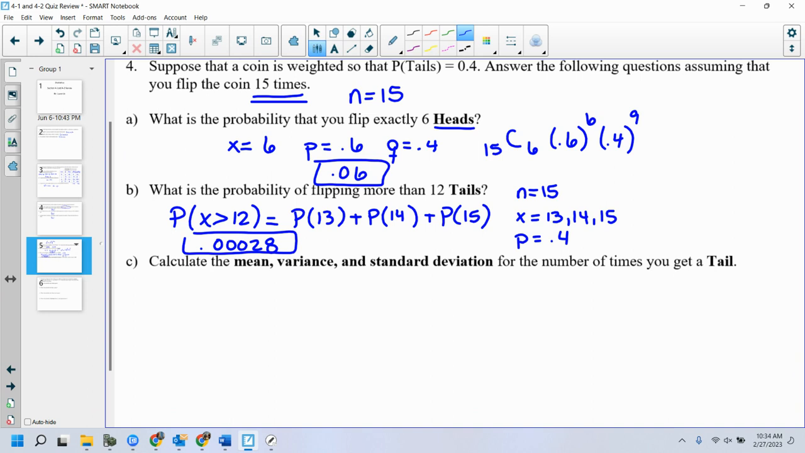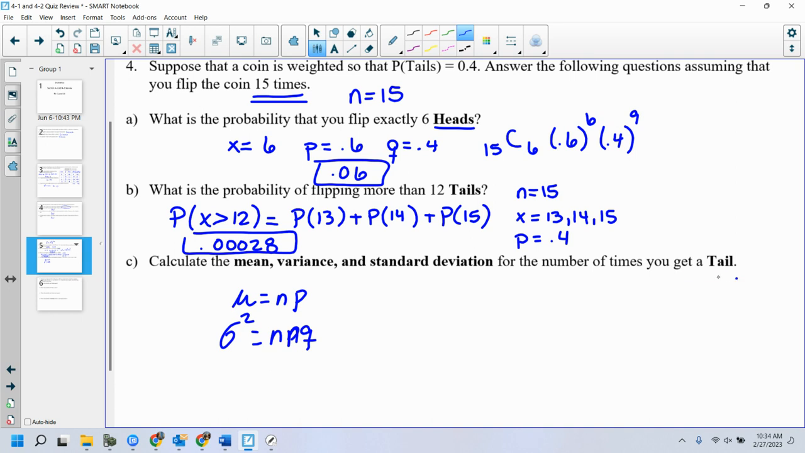Questions about that? Okay, calculate the mean, variance, and standard deviation. Super easy here. The mean, remember, straight off the formula sheet, is np. The variance, sigma squared, is npq. And for my standard deviation, I would just square root it.